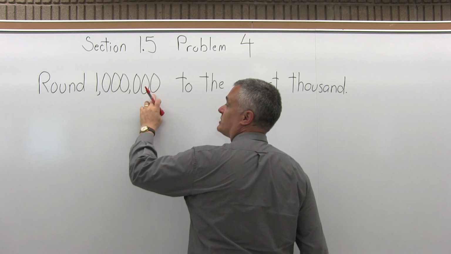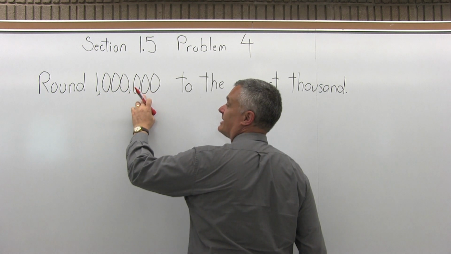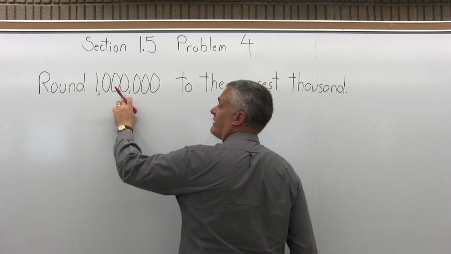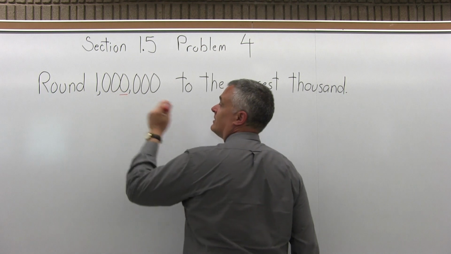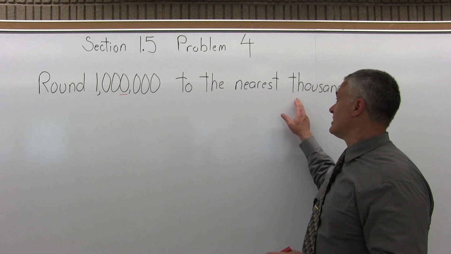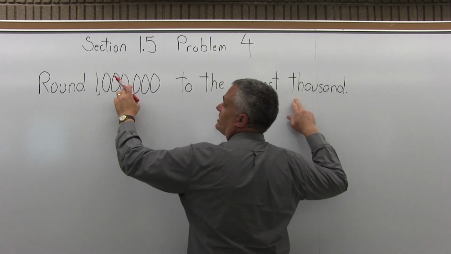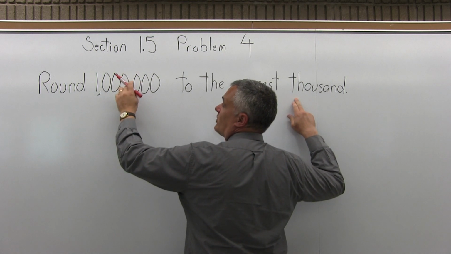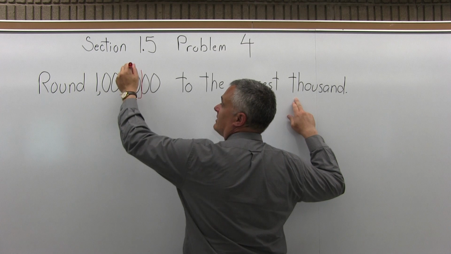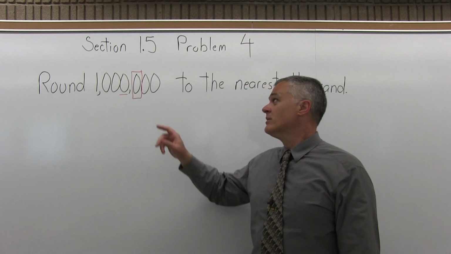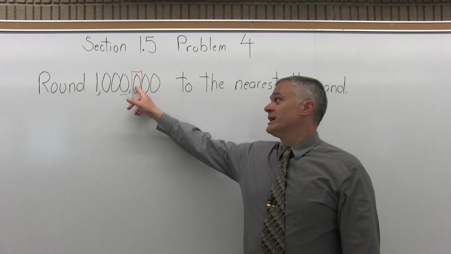So the first zero is the ones position, the next zero is the tens position, the zero after that is the hundreds position, and then we have the thousands position. And I picked that because the question says round to the nearest thousand. So now the digit that is one position to the right of the one that we are rounding is a 0. So for 0, 1, 2, 3, or 4, this digit would get zeroed out.